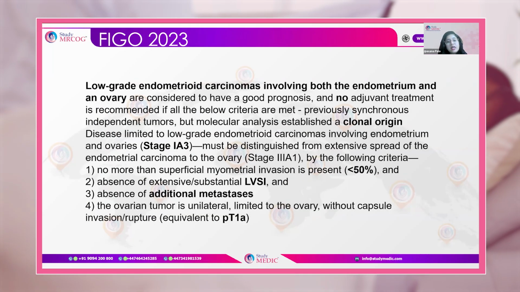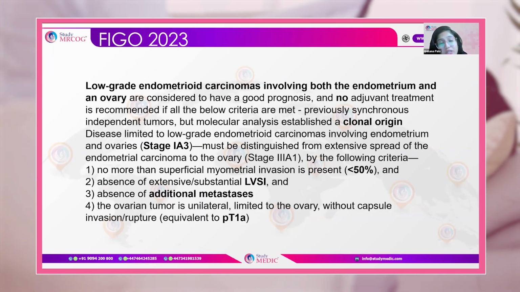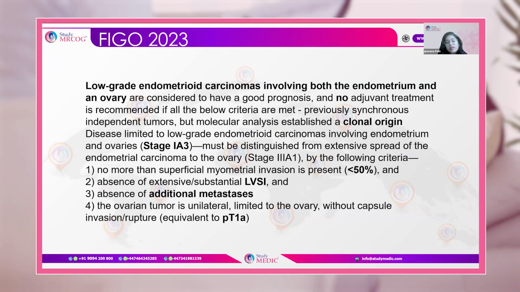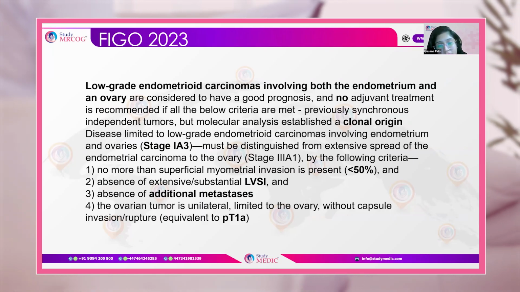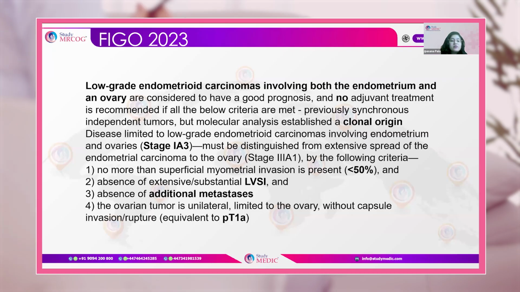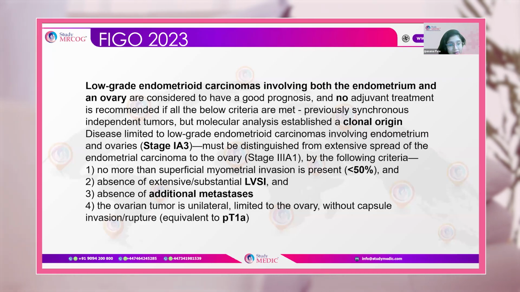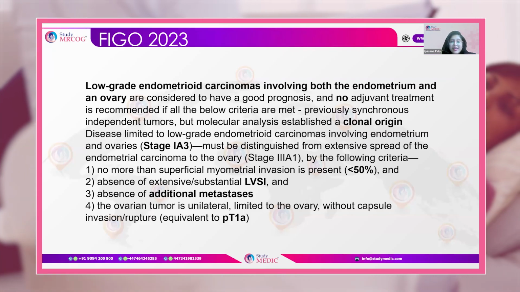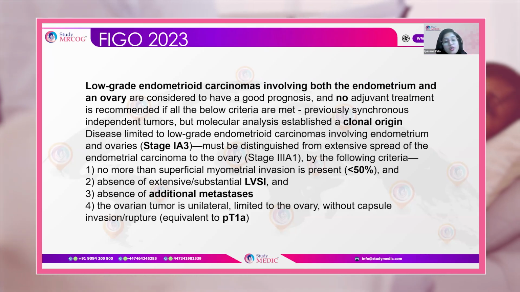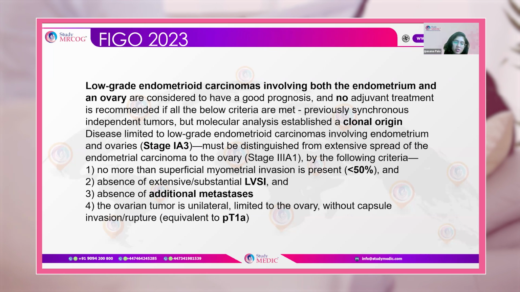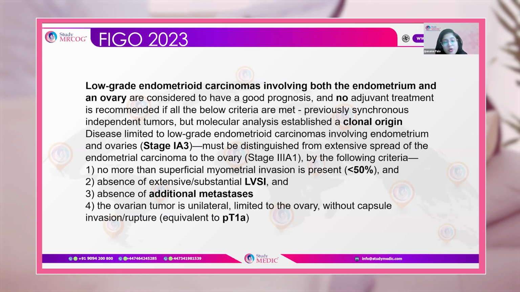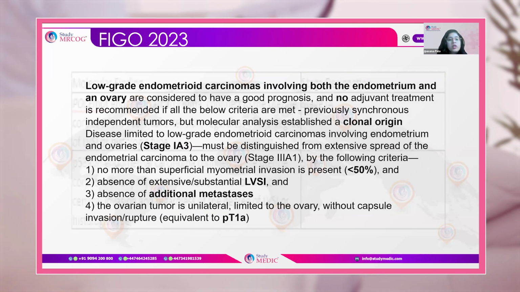So the most important thing which is asked in the SBA is how to differentiate between 1A3 and 3A1. In case of 1A3, no more than superficial myometrial invasion is present, absence of substantial or extensive LVSI, absence of additional metastasis, and the ovarian tumor is unilateral, limited to the ovary without capsular invasion or rupture. That is, it is equivalent to pT1A.